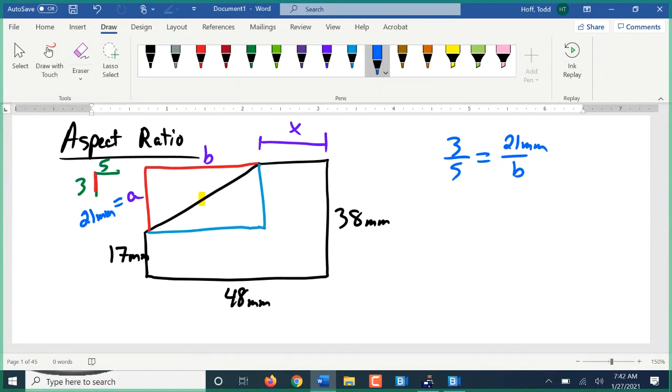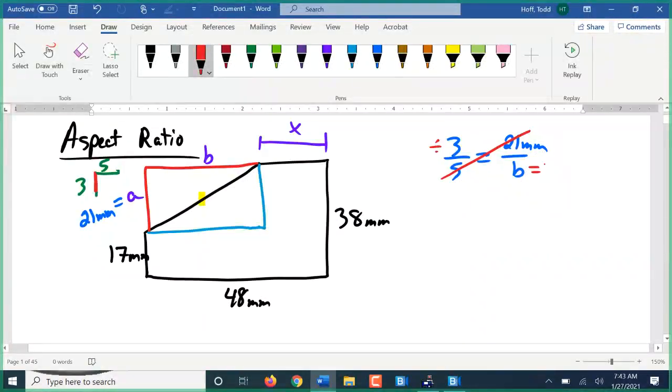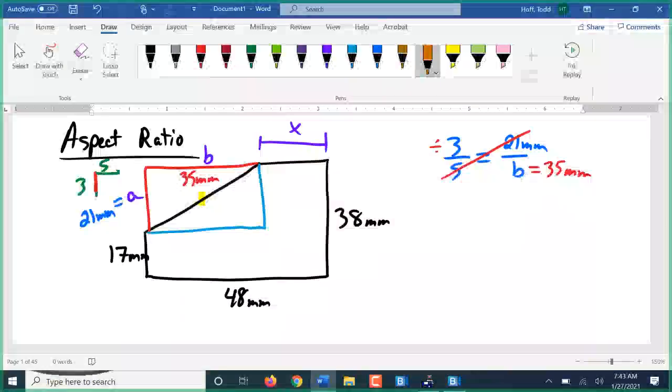We're looking for dimension B then here. So we can cross multiply and divide. We get that B has to become 35 millimeters. Now we can find X by simply subtracting 48 minus 35. That's how aspect ratios work.